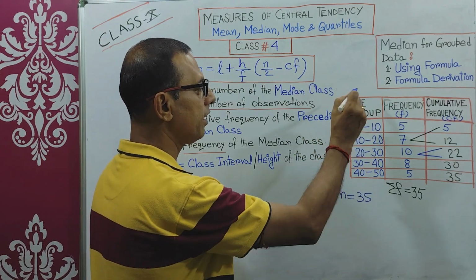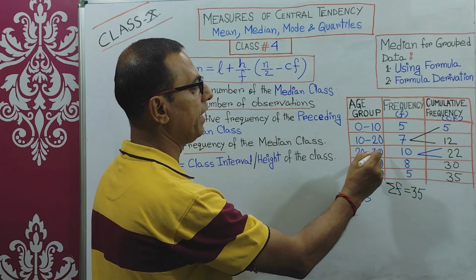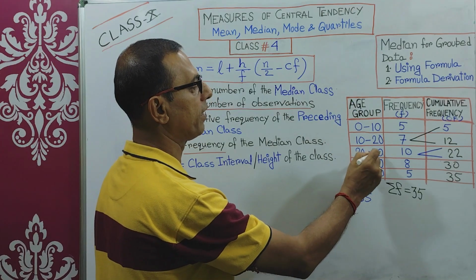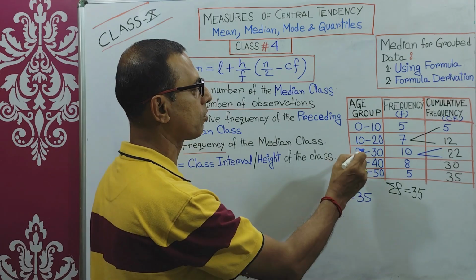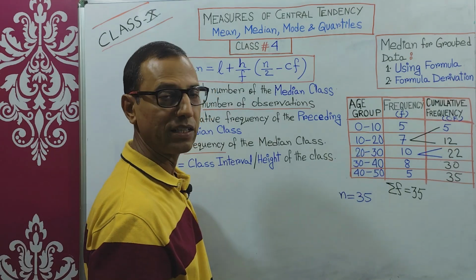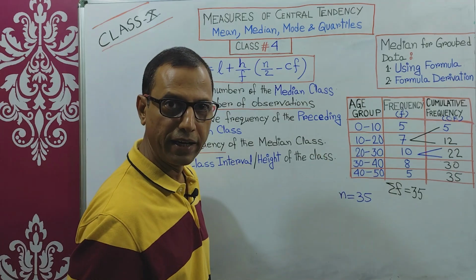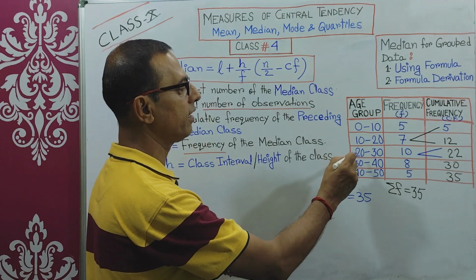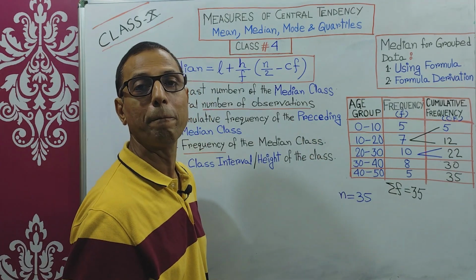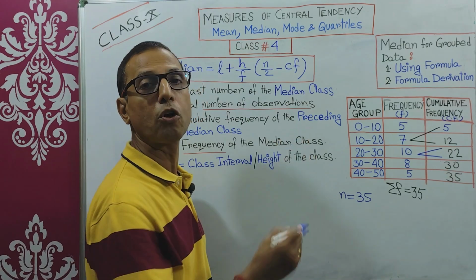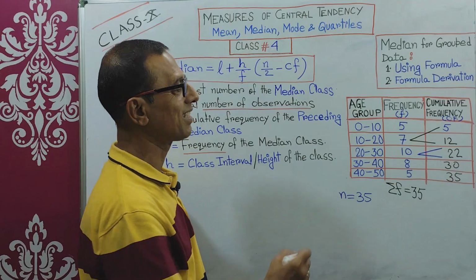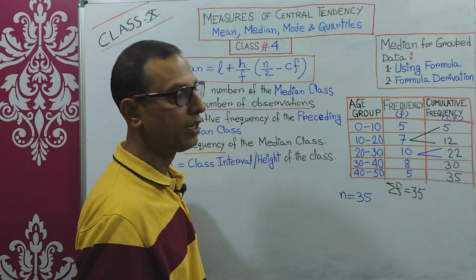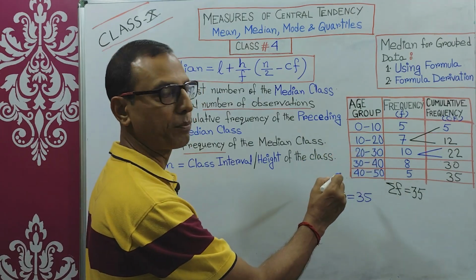That means in each age group, the difference between the lower value and the upper value is called the class interval or height. Why it is also called height, I will explain when I explain the histogram. When we explain the histogram, you will understand why it is also called height. Class interval you can understand from here itself.